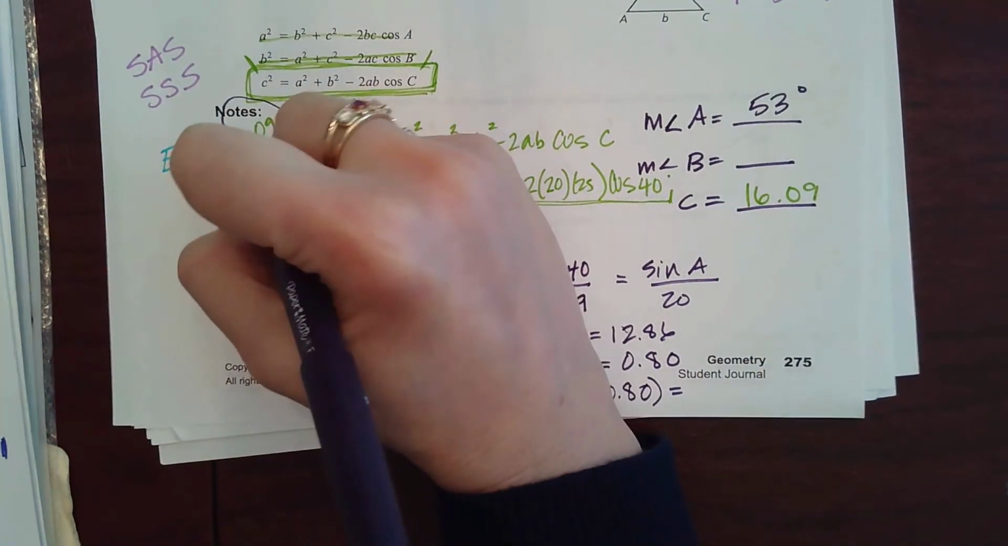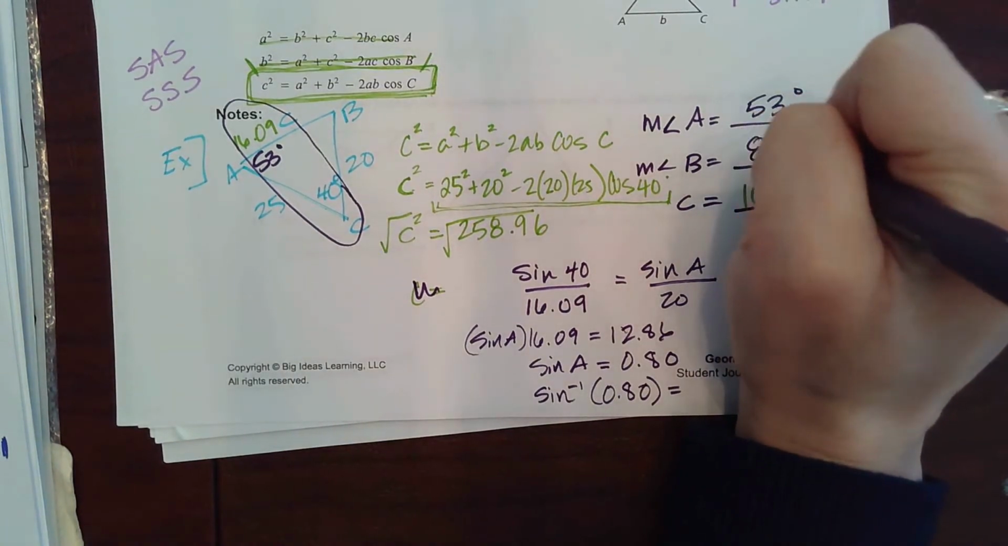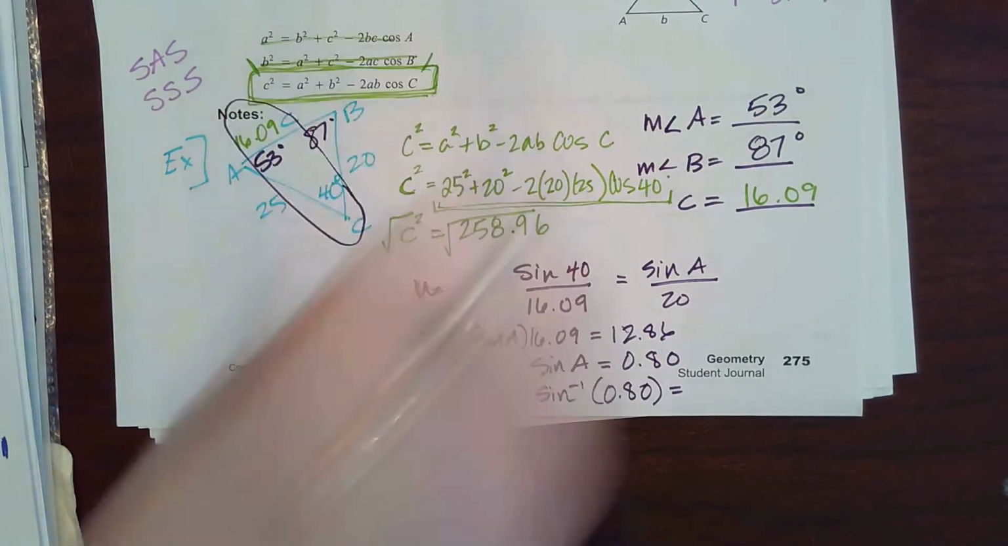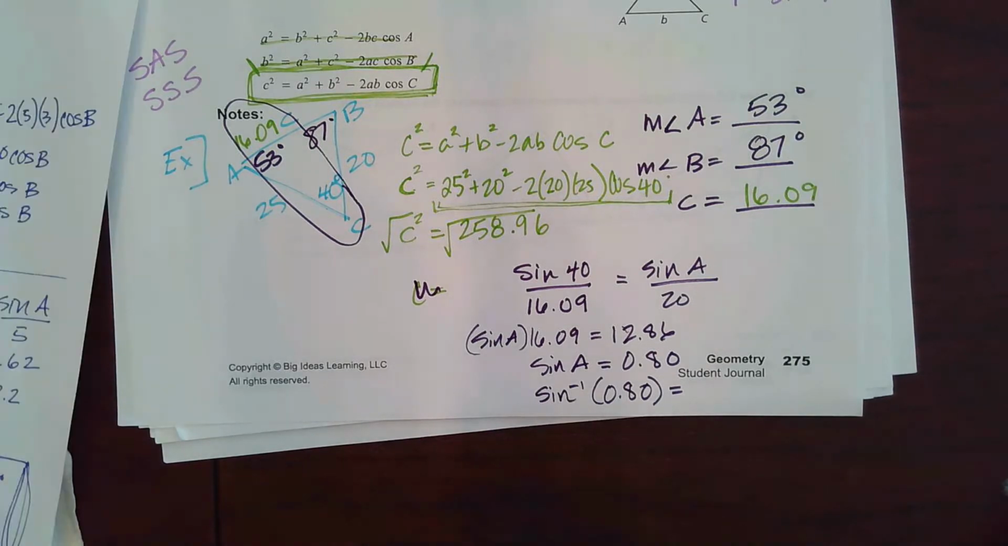Well, now you know angle A is 53. There's not a whole lot of work you have to do for angle B, right? So just take 80, subtract 53, and then subtract 40, and you have 87 degrees left over for angle B. And that's it. So that's how we're using law of cosines.